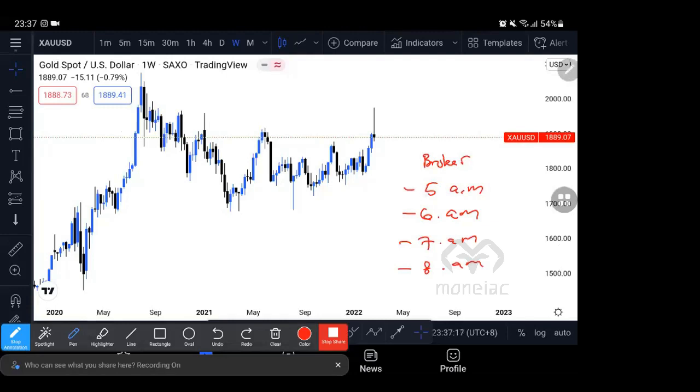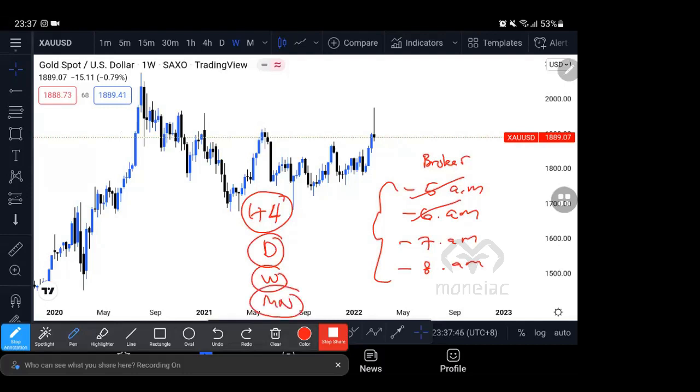If this broker opens at 5 a.m., its H4 is going to look different from 6 a.m., and all these four are different. So different timing will create a different candle. If H4 is different, surely the daily will be different, and the weekly, and also the monthly. There will be a bit of difference, right?